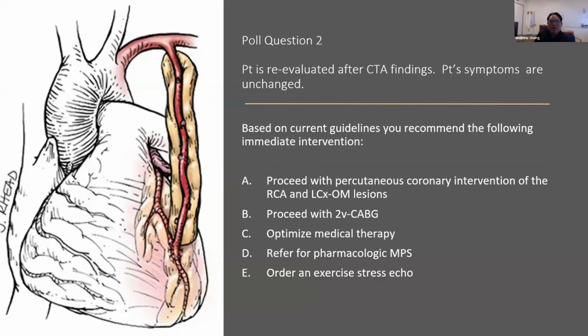So the next question: the patient is reevaluated after his coronary CTA findings. His symptoms are unchanged. Based on current guidelines, you recommend the following immediate intervention. A, proceed with PCI to both the RCA and circ-OM lesions. B, proceed with a two-vessel CABG. C, optimize medical therapy. D, refer for a pharmacologic MPS. E, order an exercise stress echo. What would be the best immediate intervention?